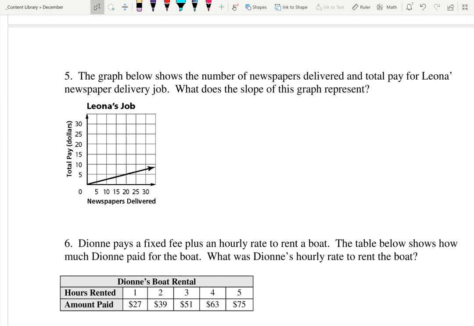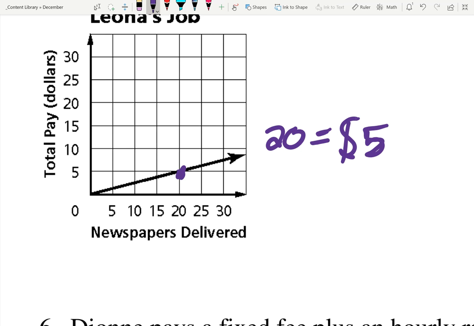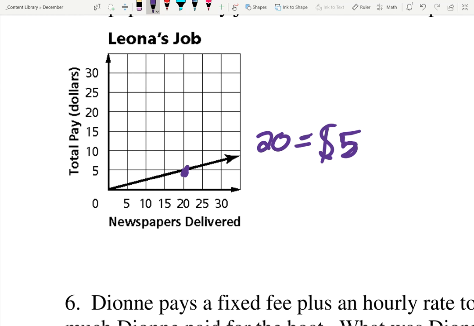All right, number 5. The graph here shows the number of newspapers delivered and total pay for the delivery. What does the slope of the graph represent? If you look at the graph really carefully, you'll notice we can identify the slope from this point here. We have the point at 20 and 5, right? So essentially, we know that 20 newspapers cost $5.